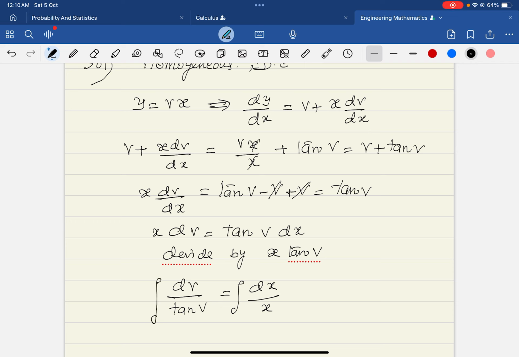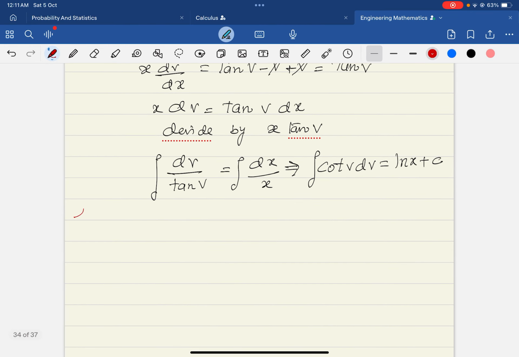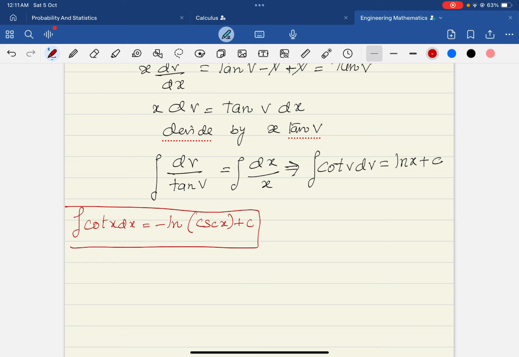Let us solve this integral now. So what does it imply? Integral of 1 over tan v is cot v dv is equal to the integral of dx by x, which is ln x plus the constant. So what do you know about the integral of cot? Integral cot x dx is given by minus ln of cosecant x plus c. This is the formula, correct? Integral cot x is minus ln of cosecant x plus c.